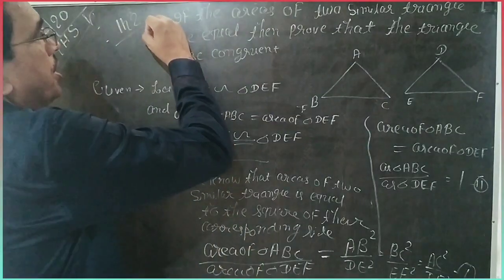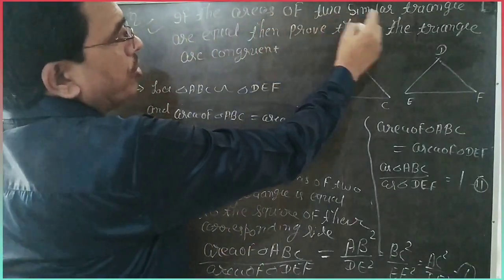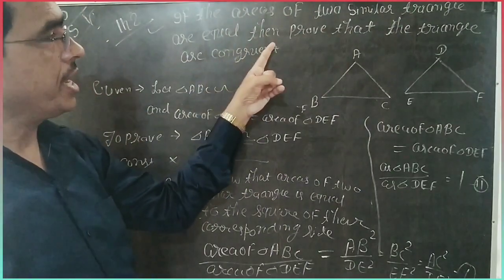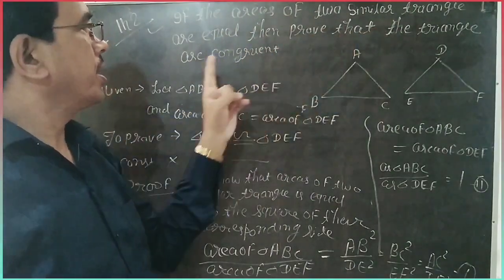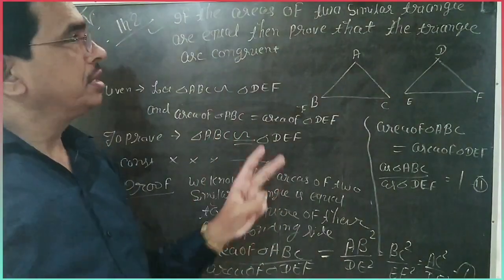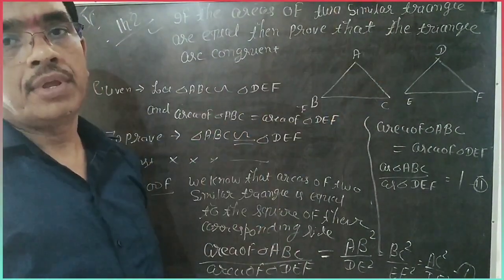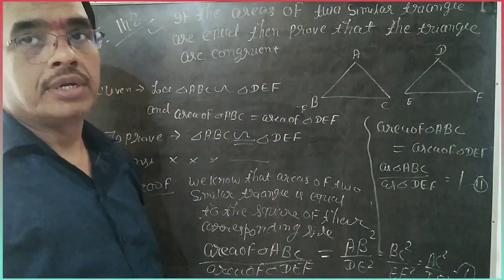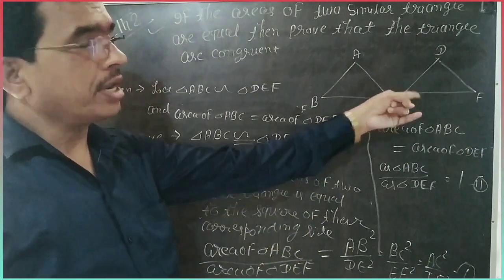Second theorem: if the areas of two similar triangles are equal, then prove that the triangles are congruent. Here two conditions are given. First, the triangles are similar, and second, the areas of these two triangles are equal. Then you have to prove these are congruent.